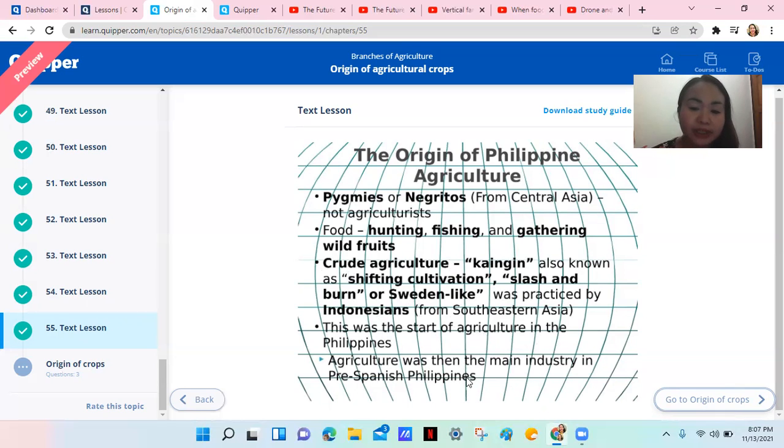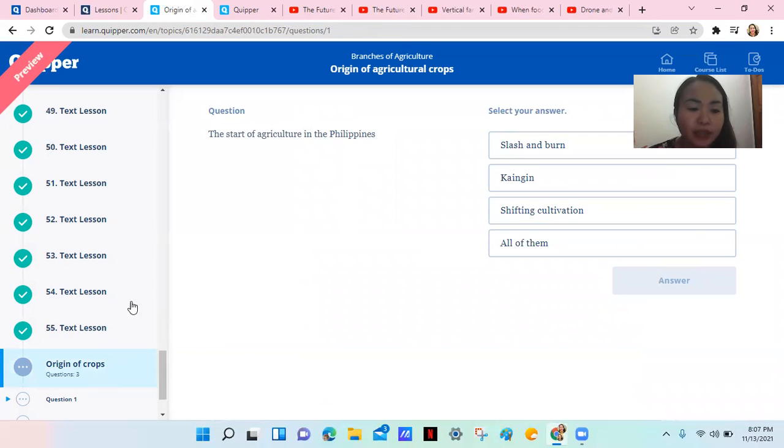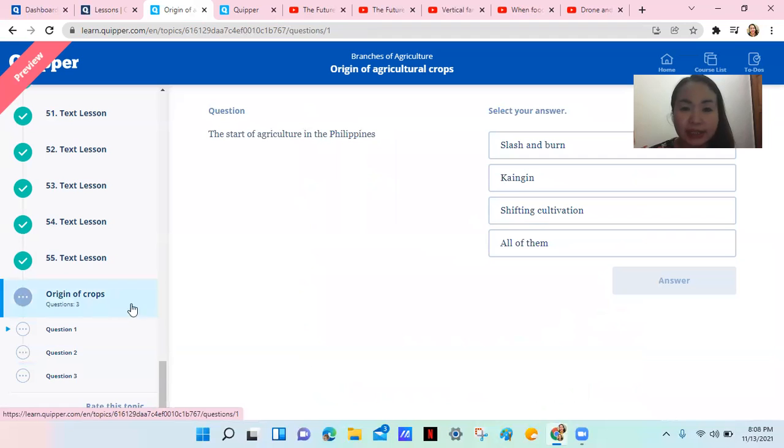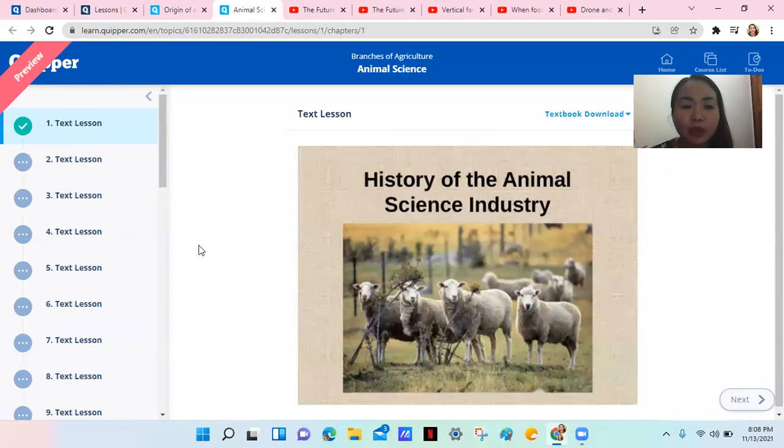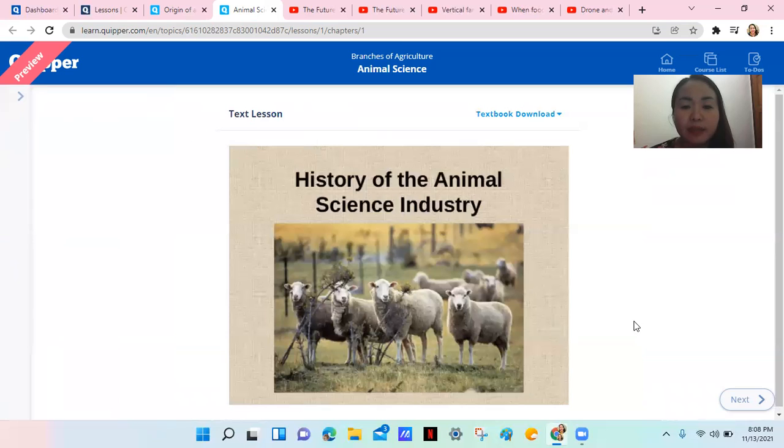And agriculture was then the main industry in the pre-Spanish Philippines. So that is just the capsule of Philippine agriculture as a whole. And after that, you have to answer your quizzes. So I guess that's all for origin of agricultural crops. So let's move on to the history of animal science industry.